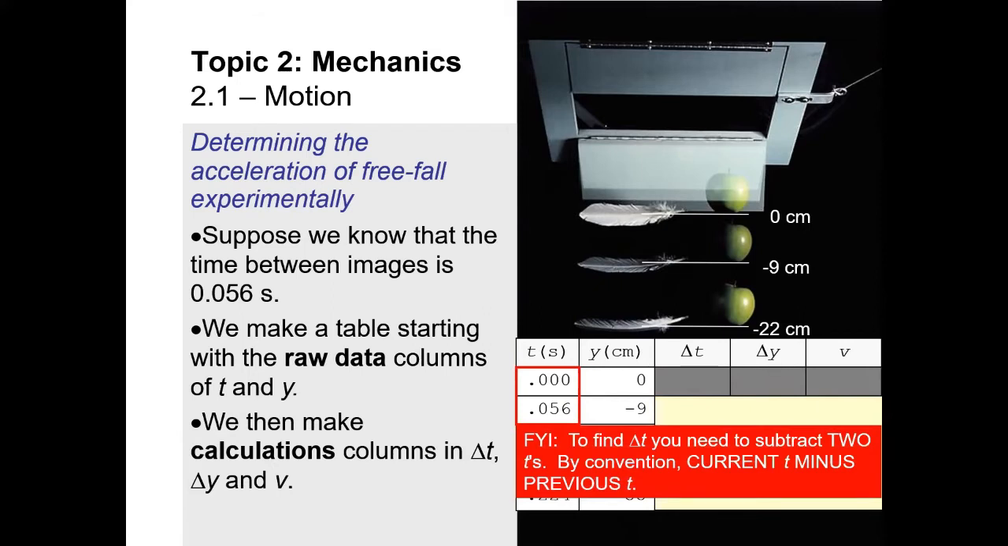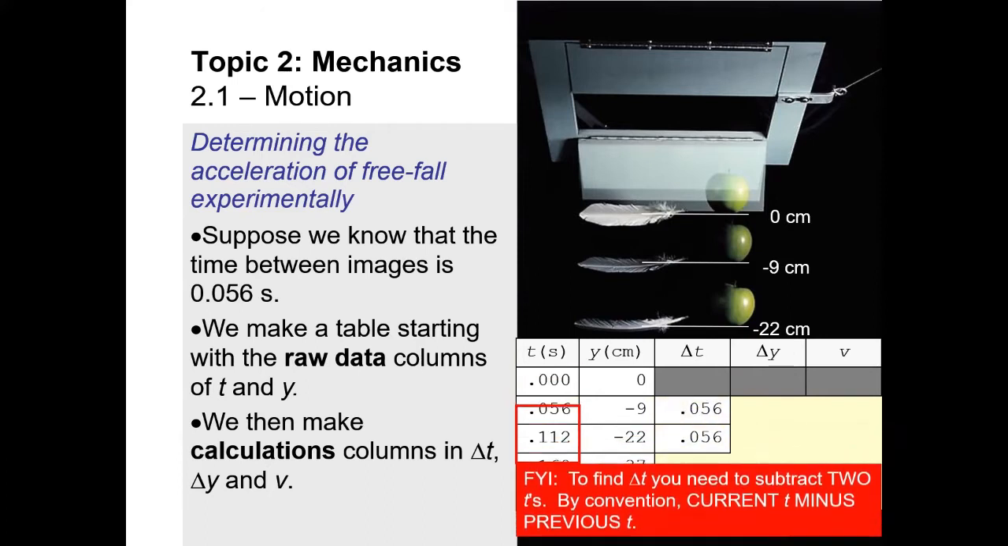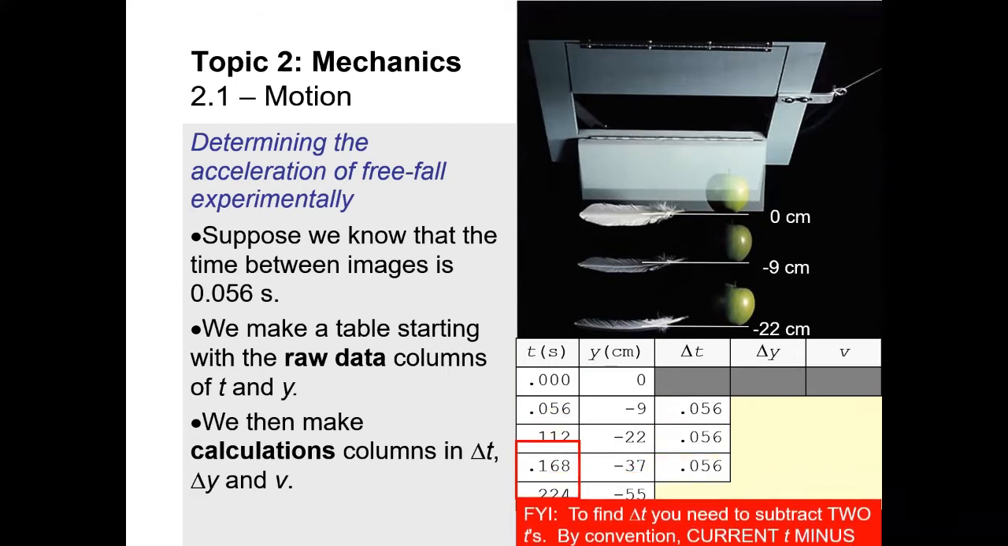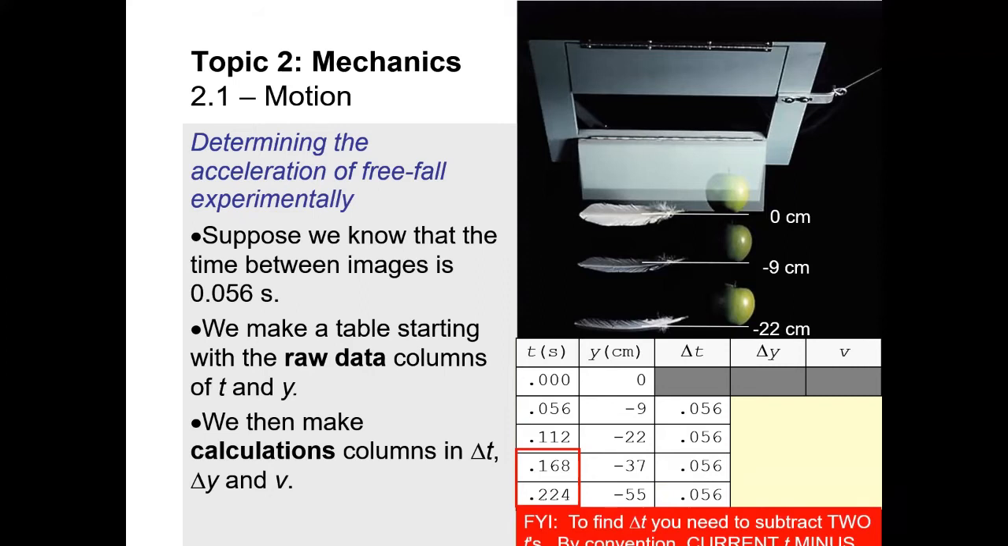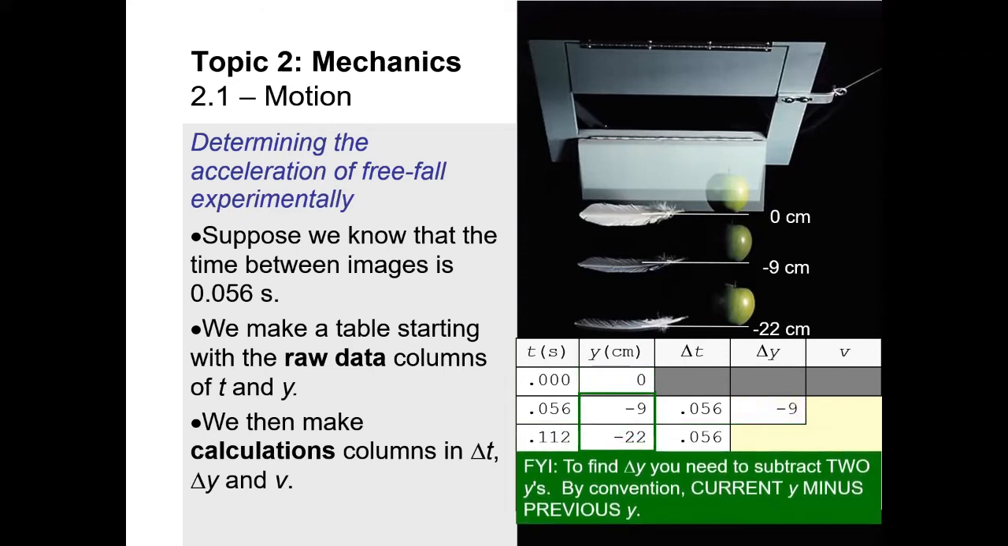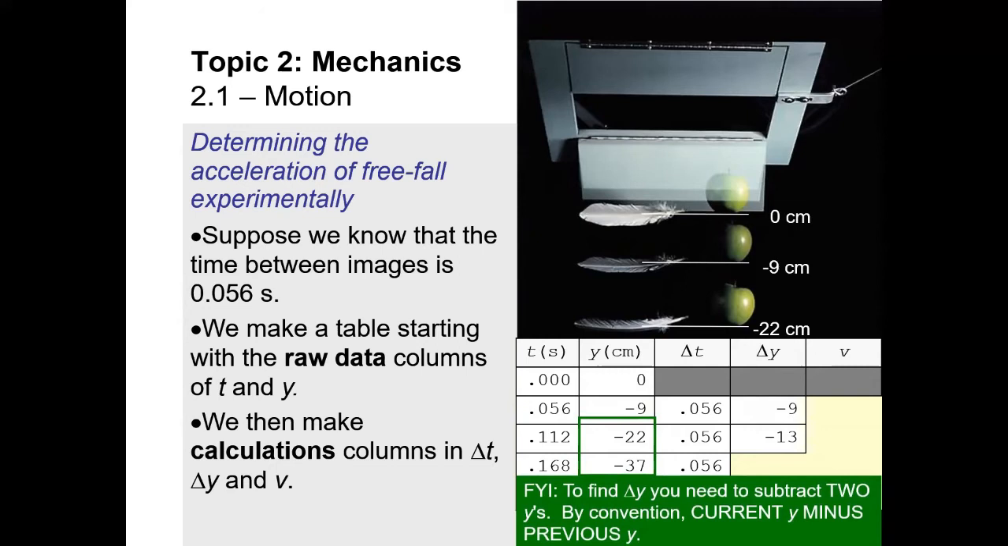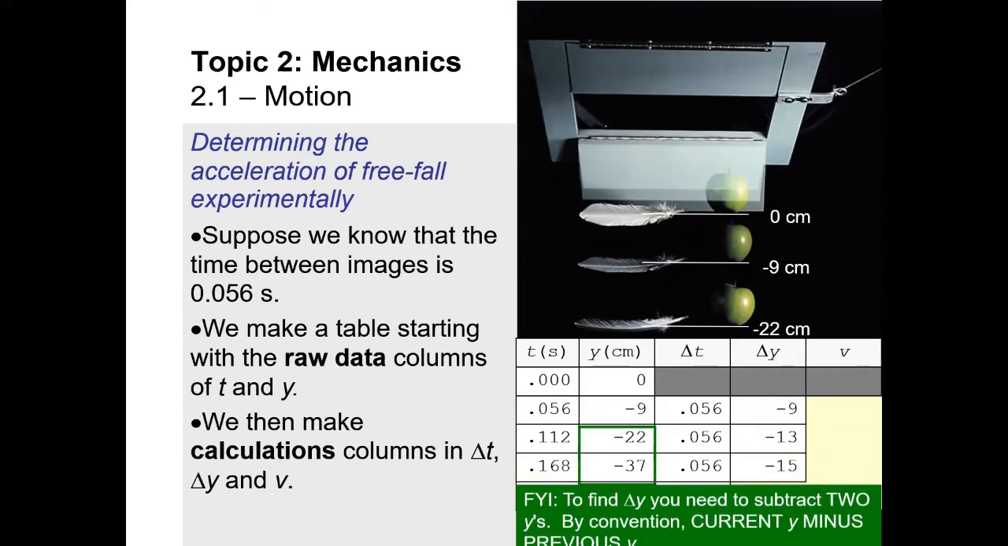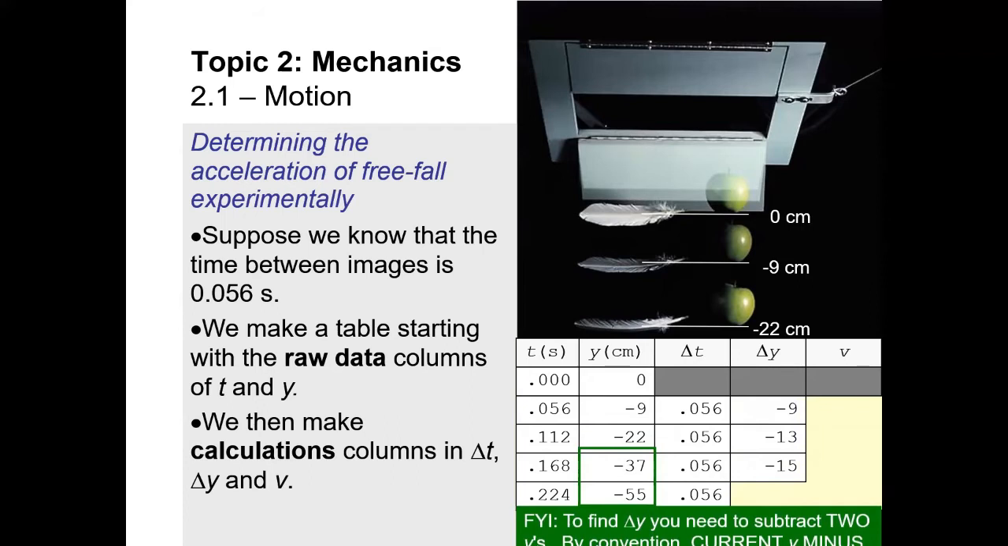To find delta t, we need to subtract two t's, by convention current t minus the previous t. So delta t is constant. To find delta y, we need to subtract two displacements, by convention current y minus previous y. Minus 22 minus 9. Minus 37 minus 22. Minus 55 minus 37.